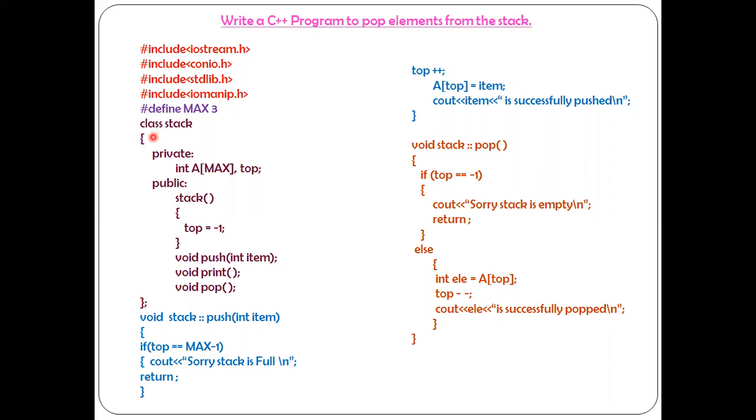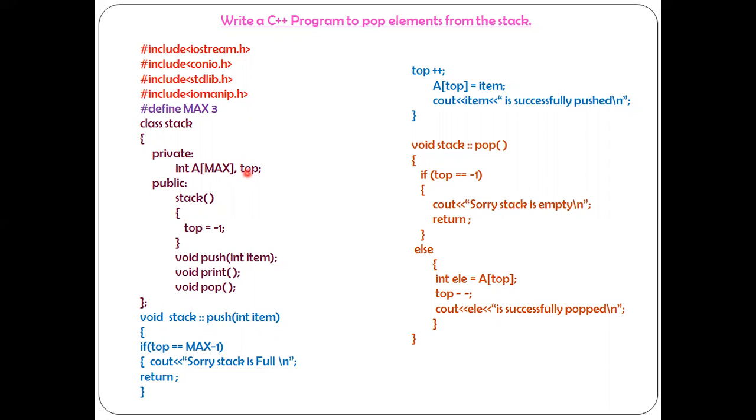Then comes the declaration of a class. A class is a user-defined data type which can hold both data and functions. Here in this program, class is a keyword and stack is the name of the class. Two data members were declared here. A[MAX], and MAX means 3, that means it can store hardly 3 elements like A[0], A[1], and A[2]. And one more variable they have declared, that is top.